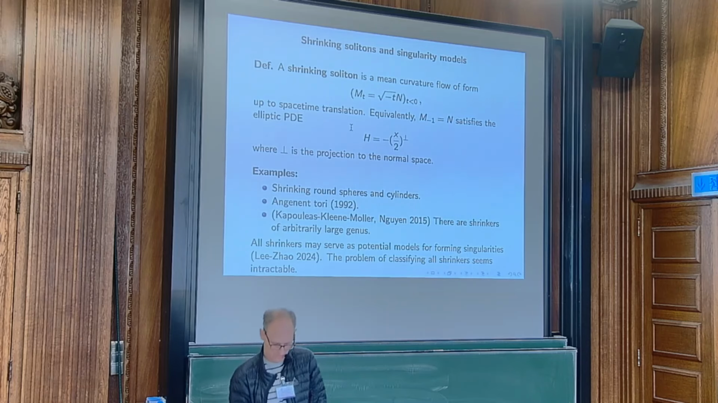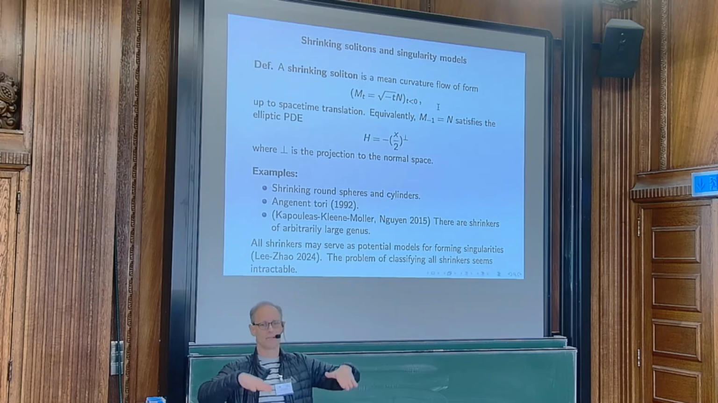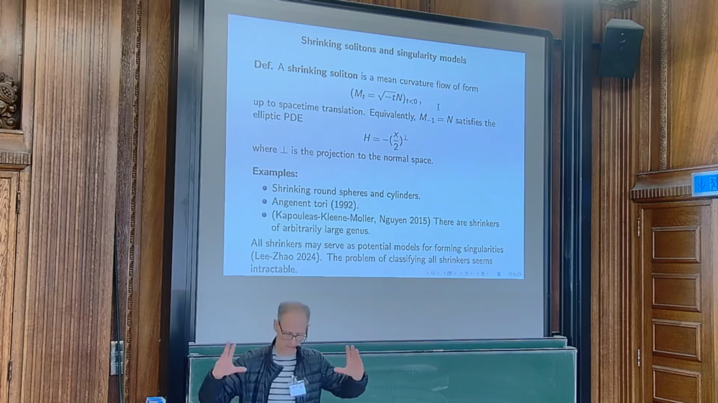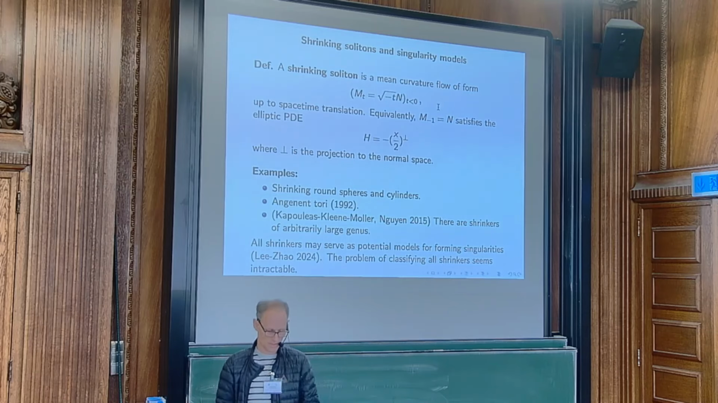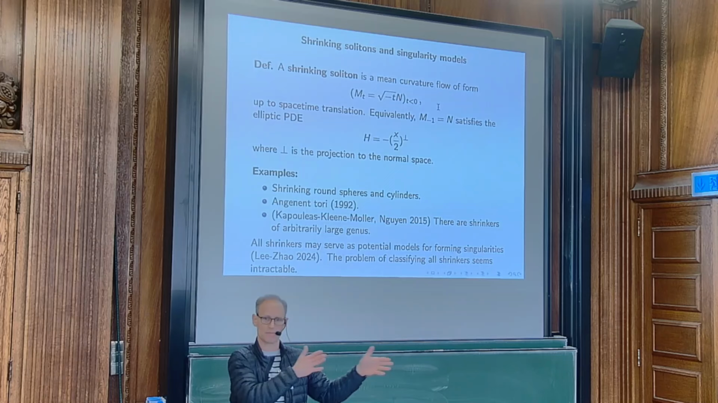Okay, so a shrinking soliton is just a mean curvature flow of the following form. The surface at time t is equal to a fixed surface N times the square root of negative t, if you're normalizing things. So the evolution is defined for negative time. More generally, this would become singular at the origin at time 0, and you can do the same thing with different space-time centers.